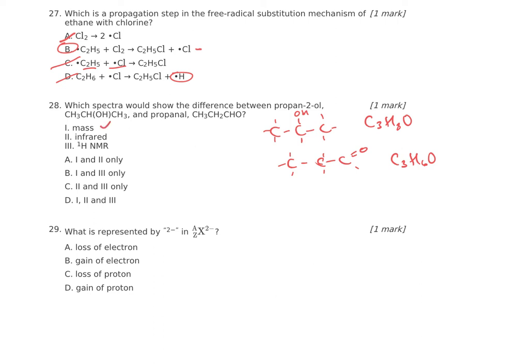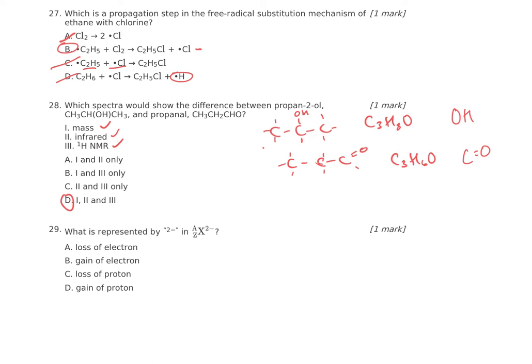Infrared, it shows us functional groups. So this one, it would show a broad OH peak, and this one, it would show the strong C=O peak. So that would tell us the difference. And HNMR, this first molecule is symmetrical, and the second one isn't, so they would have different environments. So all 3, so the answer would be D.